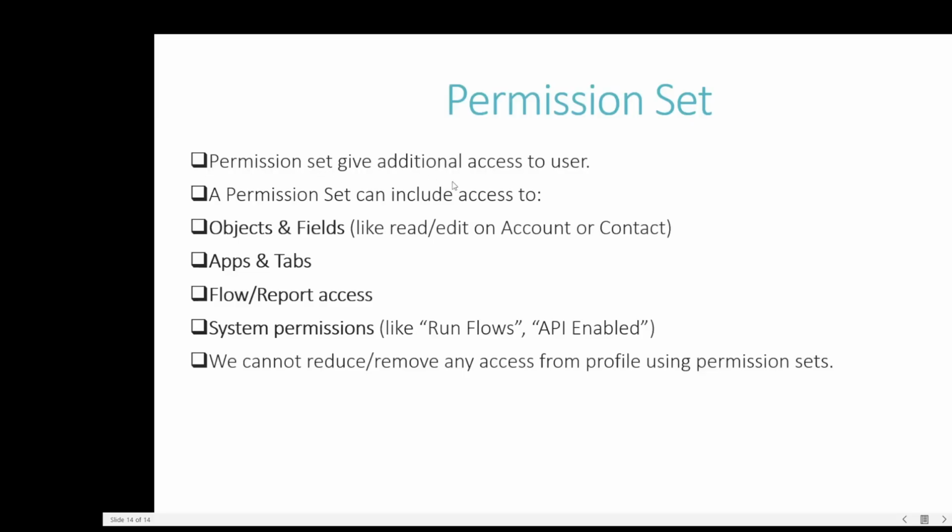Permission set gives additional access to the user. A permission set can include access to objects and fields, apps and tabs, flows or report access. System permissions like run flows, API enabled. We cannot reduce or remove any access from the profile using permission set. Now we will learn how to assign permission set to any user.